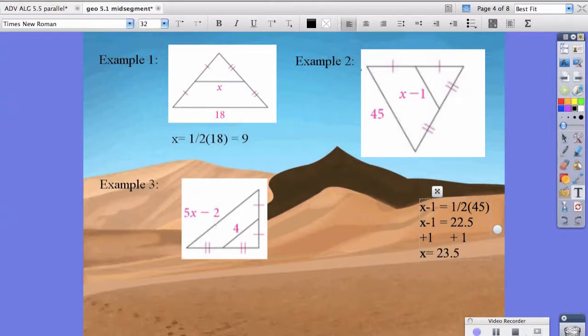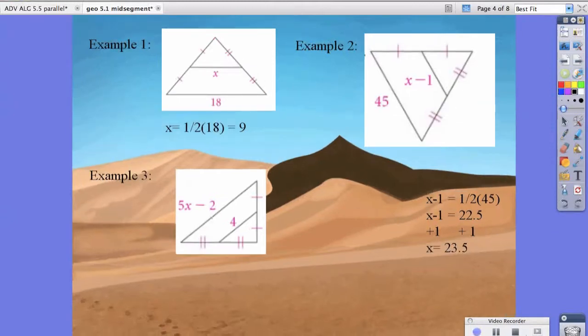That's it. Example 3, it's the same exact idea. It looks different because it's tilted, but it's the same principle. Now, we're going a little backwards here. It gives us the midsegment. It says the midsegment is 4. So if the midsegment is 4, then the base needs to be double that, because obviously it's bigger.